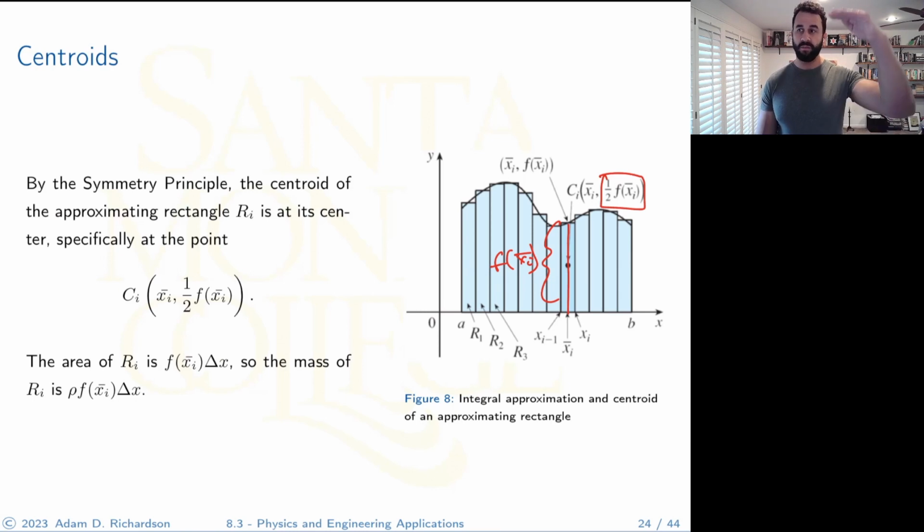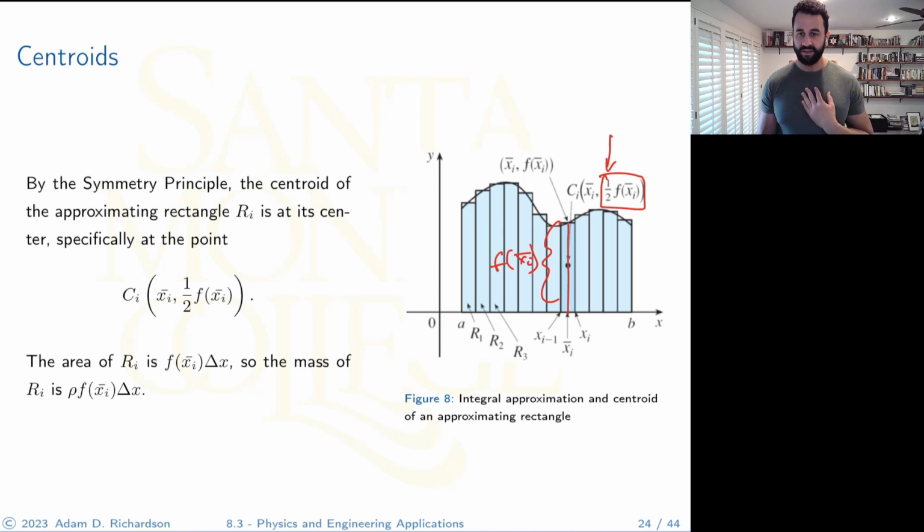Now, if we want to know where the midpoint of that line is, it's just the halfway point. And that's why we're getting 1/2. So the coordinates of that centroid are x sub i bar and half of f of x sub i bar. All right? Okay, I hope that's not too bad.